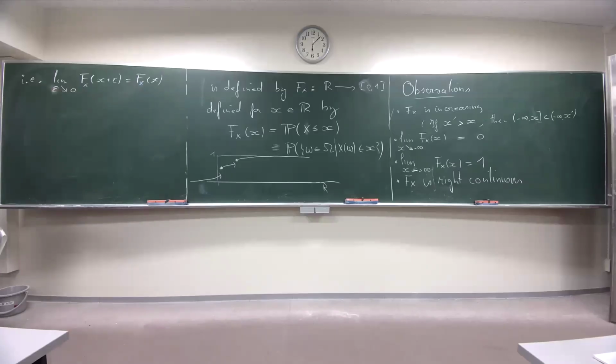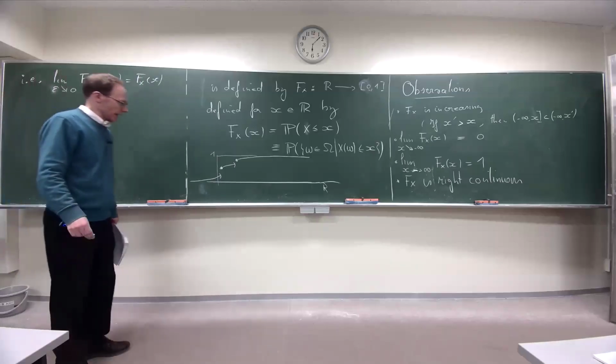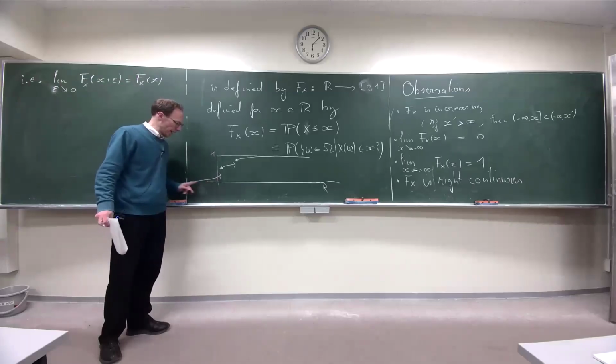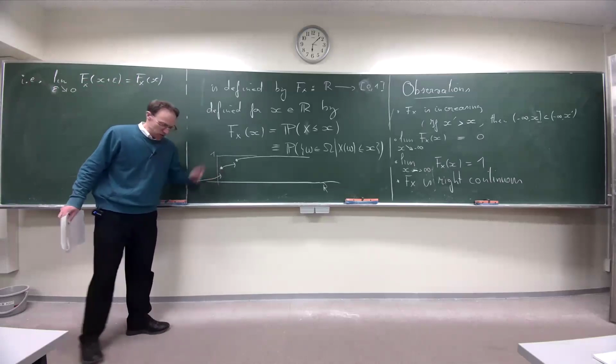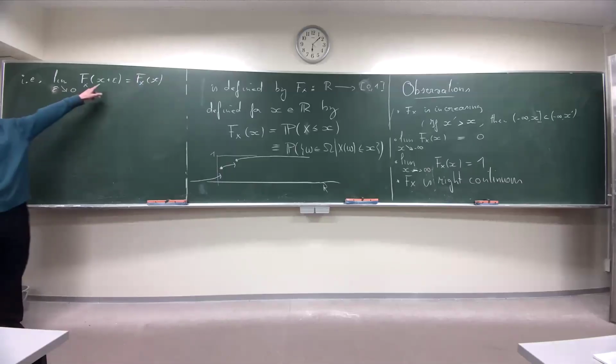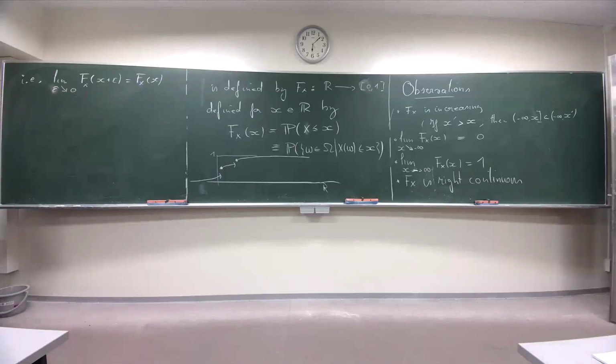It means when you approach x from the right, you get the value at x. On the other hand, I'm not claiming that if you approach from the left, you get the value. You would get the value if the function is continuous at this point. But if you have a jump, precisely this wouldn't be true if you put a minus. Is it clear, the notion of right continuity?